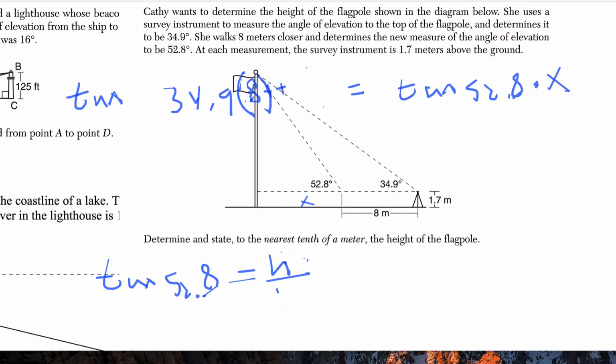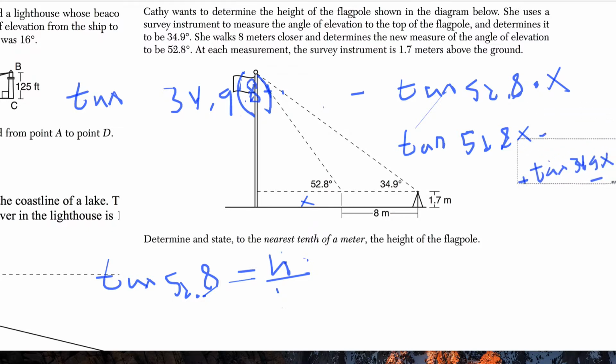So it's tan 34.9 times 8 plus tan 34.9 times x, is equal to tan 52.8 times x. Now subtract tan 34.9x from both sides. Yes, you can. Combine the terms, and then pull the x out. So now you have tan 52.8x minus tan 34.9x, and then you can pull out the x.